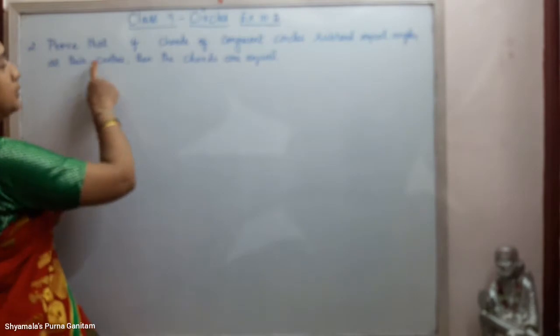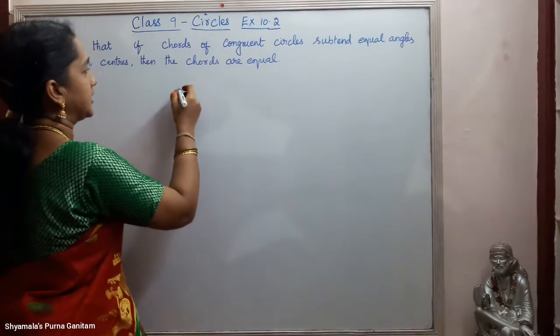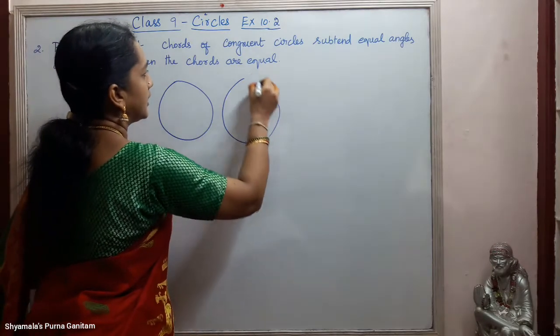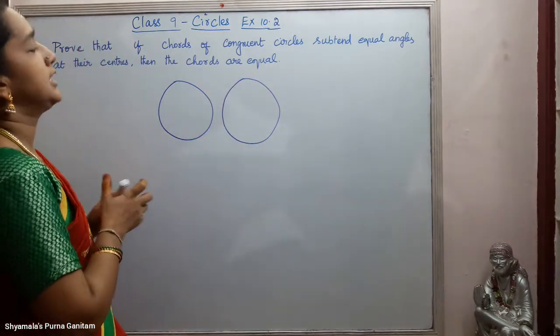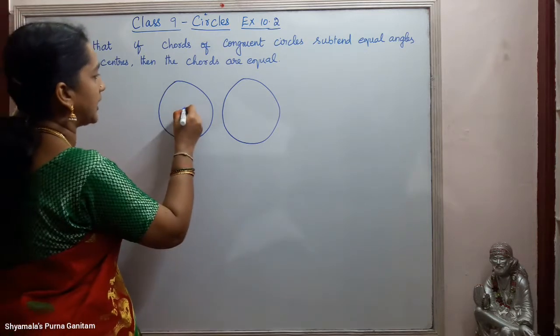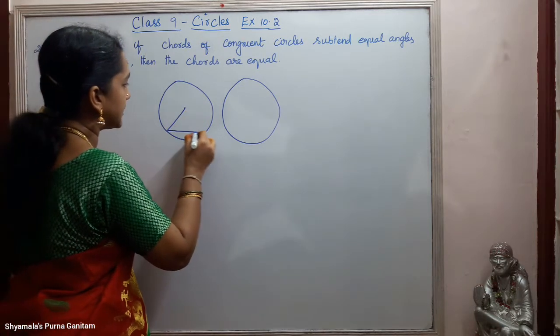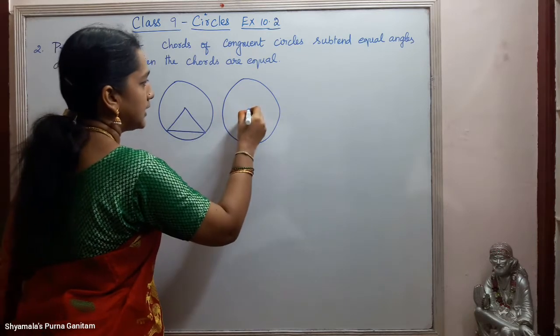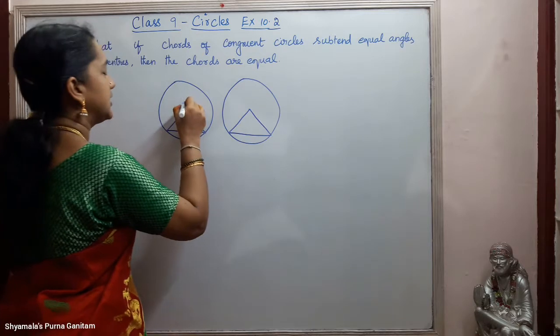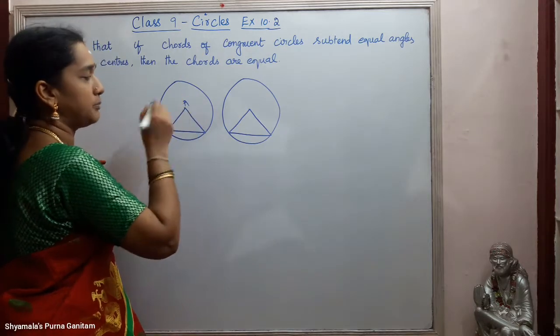The second sum is, prove that if chords of congruent circles subtend equal angles at their centers, then the chords are equal. So we will take congruent circles. So these are the congruent circles. So this is the converse of the previous theorem.